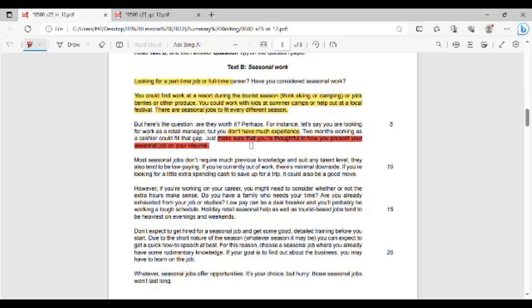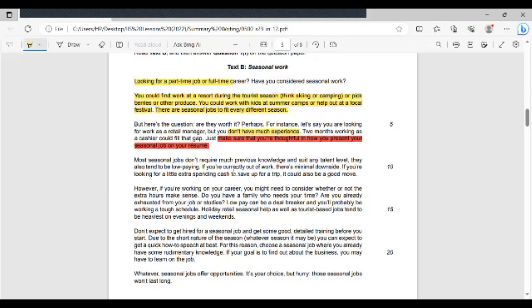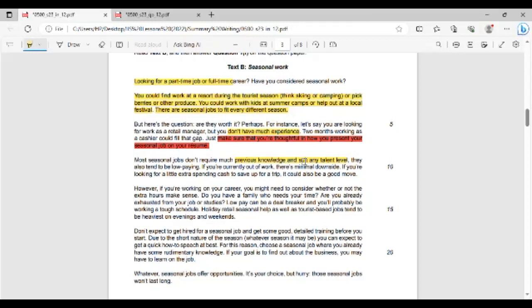The next paragraph: most seasonal jobs don't require much previous knowledge and suit any talent level. So we also see another point here. They don't require previous knowledge and anybody can do it. So that's an advantage. We said it does not require experience, so it means you can gain experience from it. Another advantage is that any talent level can do it. So you don't have to be advanced at anything. Everybody is qualified to participate in seasonal jobs.